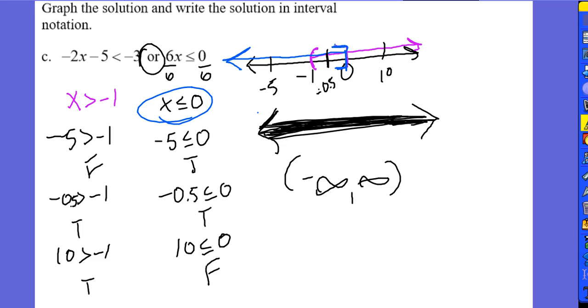So what I've just shown you are the three different ways that you'll typically see a union. They'll graph in opposite directions without overlap. They'll have a gap. Or they'll graph in the same direction. Or they'll graph opposite directions, and in this situation, they will overlap.